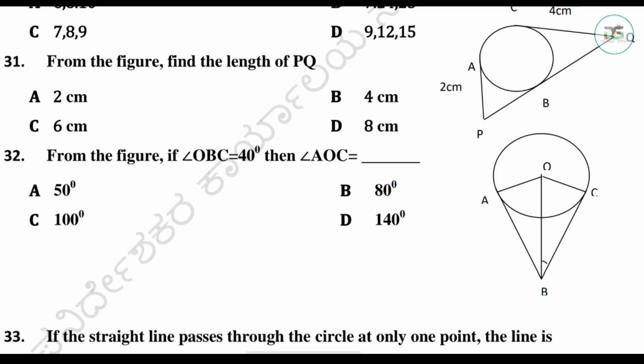Question number 32. From the figure, if angle OBC is equal to 40 degrees, then angle AOC is equal to. Options are option A 50 degrees, option B 80 degrees, option C 100 degrees, option D 140 degrees.